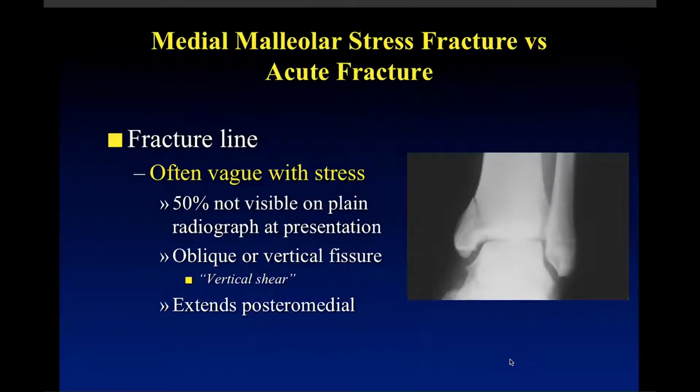And these medial malleolar stress fractures are bad actors. They often present with very vague symptoms, and your radiographs, when you first see these people, may be indiscernible as far as a fracture line present. 50% are not visible on plain radiographs at presentation. If you are lucky to see one, these fractures are oblique. They're vertical fissure type fractures. I call them the vertical shear fracture that extends posteriorly.